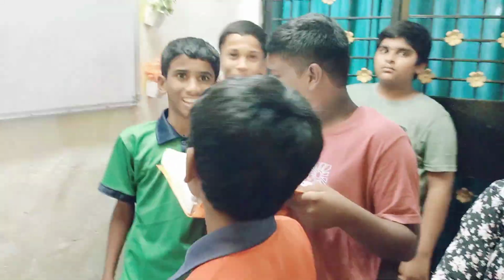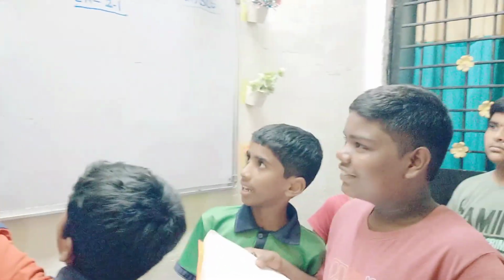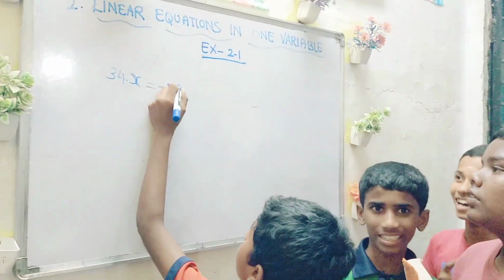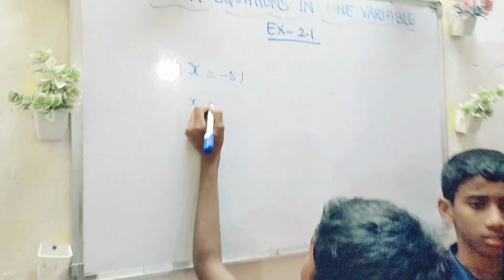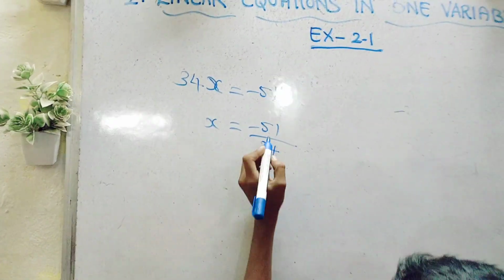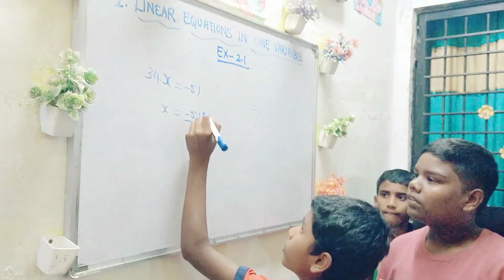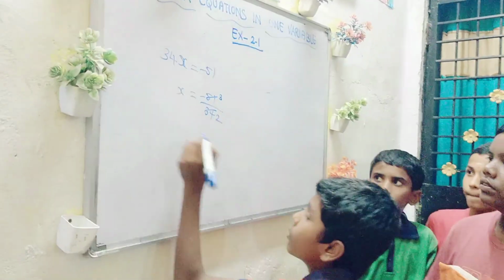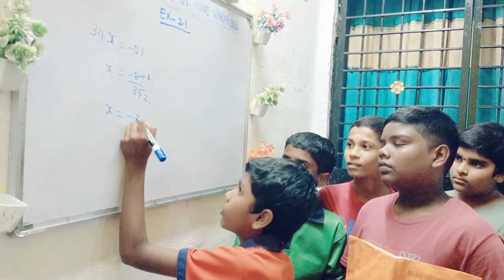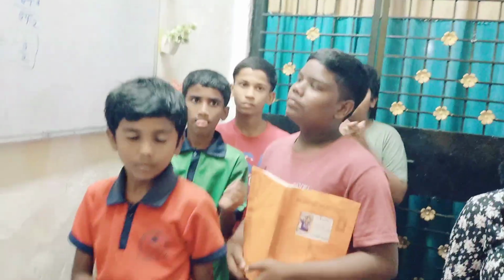Hari Charan, do the next. Rishi, please dictate him the equation. 34x is equal to minus 51. So what will you do now? X is equal to minus 51 by 34. Then, in which table can you take them? 17 twos are 34, 17 threes are 51. Then x is equal to minus 3 by 2. Is it correct, kids? Yes, very good. Please clap for Hari Charan.